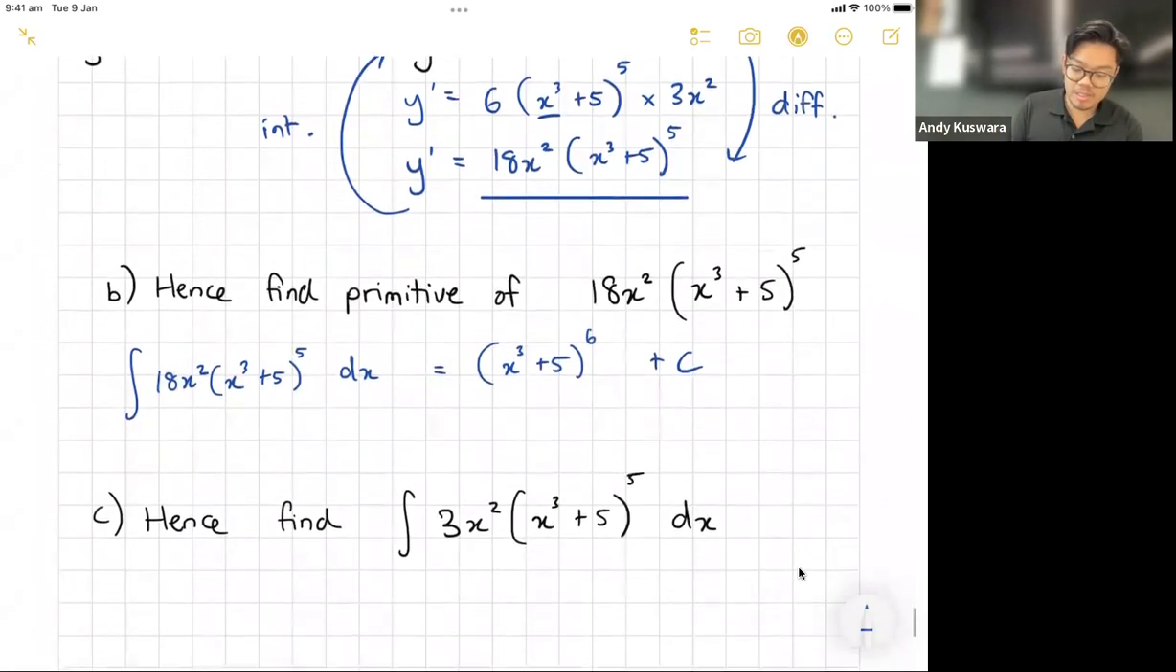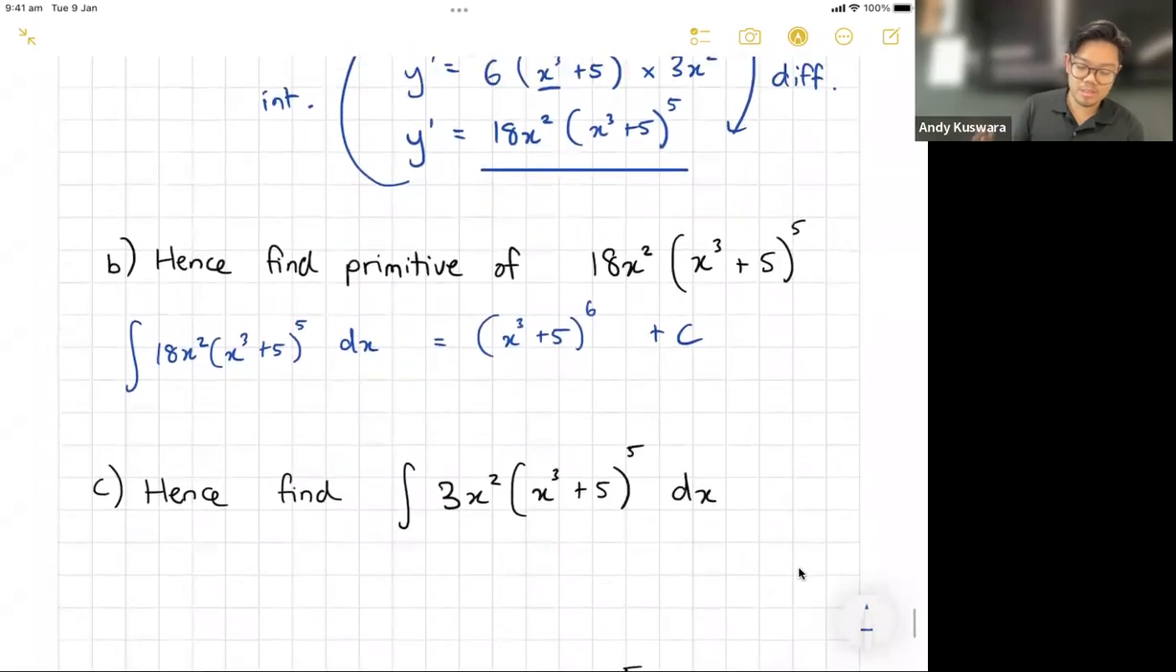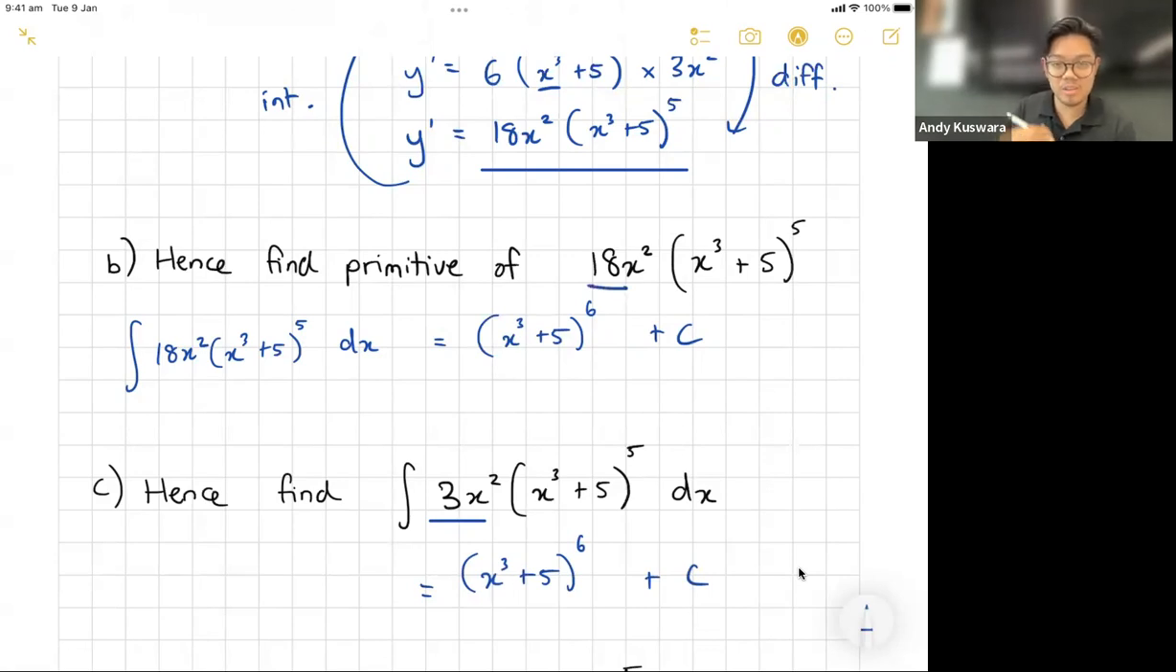This is where it gets a little bit trickier. What if they didn't ask you to find 18x squared, whatever, everything else? What if it was just 3x squared this time? In essence, this one would just be x cubed plus 5 to the power of 6 plus c. But if we differentiated, it would have been 18x squared, and now we only have 3x squared up front. We're going to have to divide everything through by 6, and that would give you your answer there.